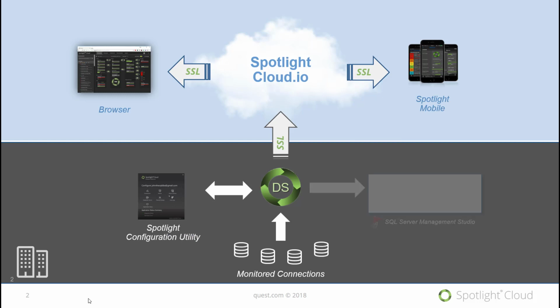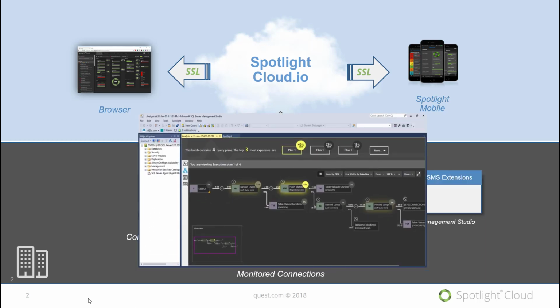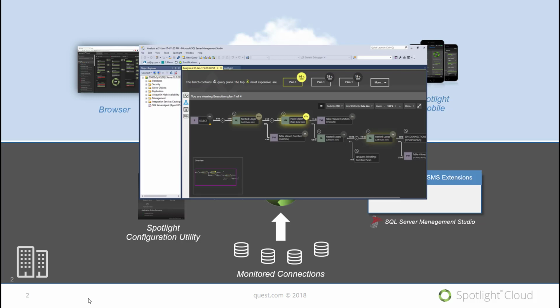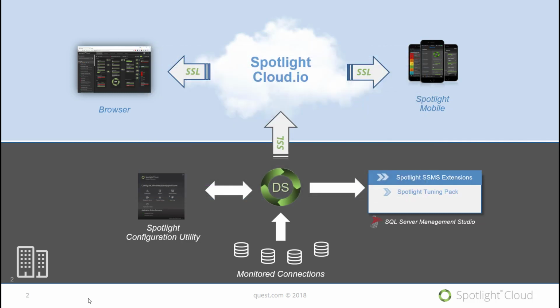The final aspect of Spotlight Cloud comes via an extension to SQL Server Management Studio. The role of these extensions is to bring Spotlight capability right inside SQL Server Management Studio. The first key component is Spotlight Tuning Pack. This has a powerful plan viewer that allows you to easily home in on problem areas within a particular plan. It also has a plan advisor, which gives you some advisories on how you might optimize a particular plan. And it even has a SQL optimization tool to allow you to optimize the SQL code itself.